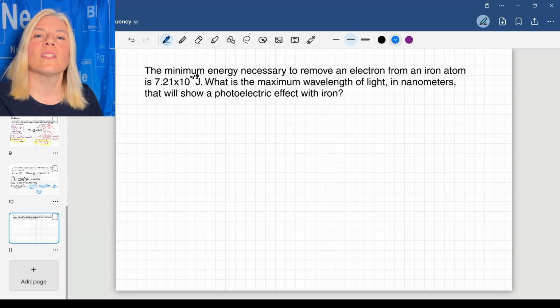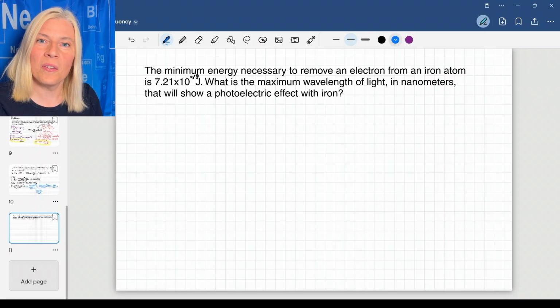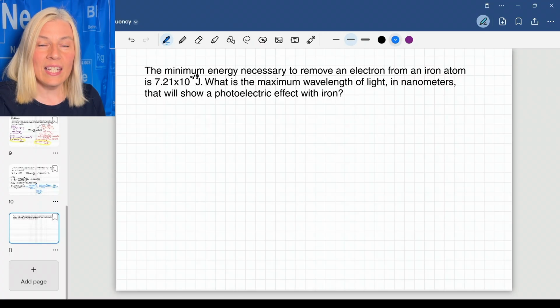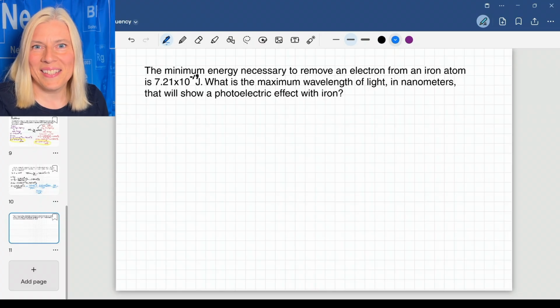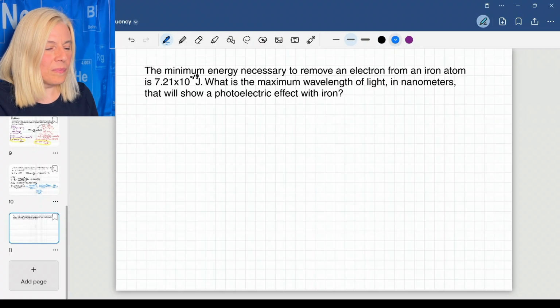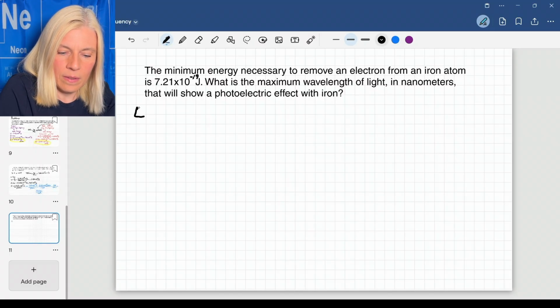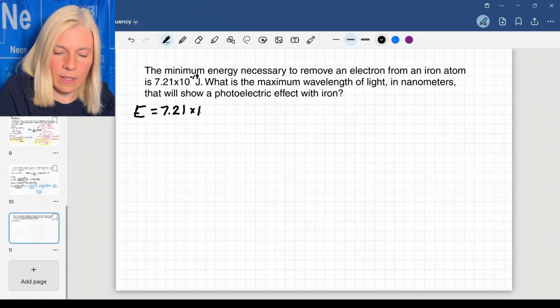Okay, so do you notice what's the deal with this problem? Before, I gave you wavelength and I asked you for energy. Here, I'm giving you energy and I'm asking for wavelength. So can you do the same process going backwards? Let's do it. Well, we give an energy, right? So we have our energy, 7.21 times 10 to the negative 19 joules.